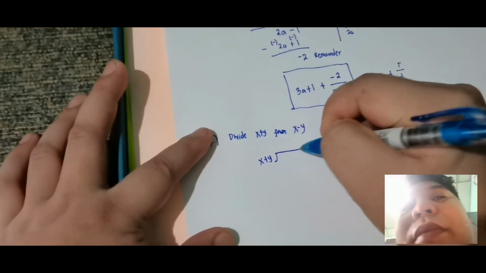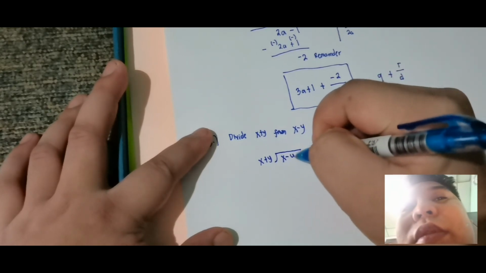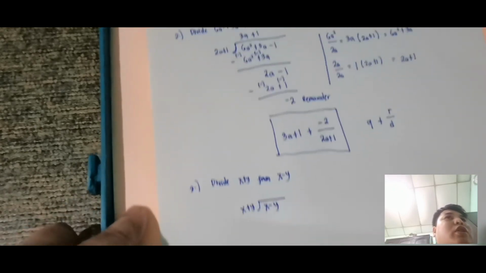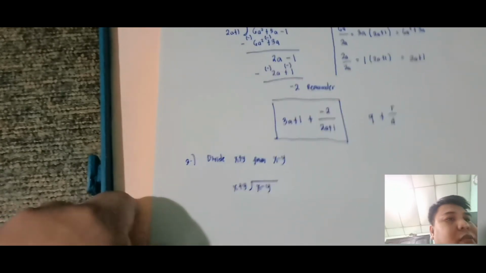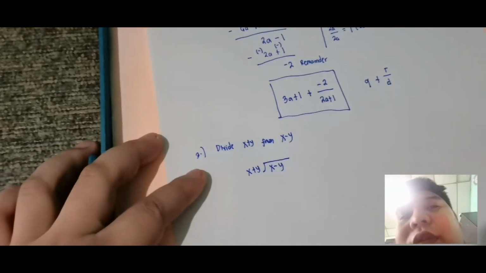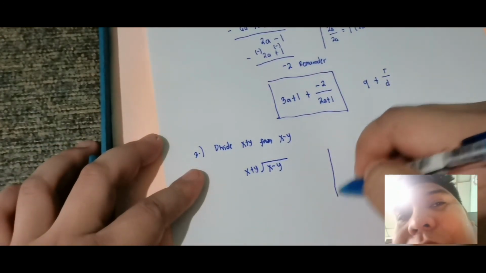Then, divide x minus y. So, x minus y divide by x plus y. So, ang tanong, sir, pwede po ba yan i-divide? Yes, pwede yan i-divide. Bakit? Parehas pa kasi silang naka-raise sa 1. So, yung x naka-raise sa 1, yung x naka-raise din sa 1. So, pwede yan. So, ito yung process ulit natin.